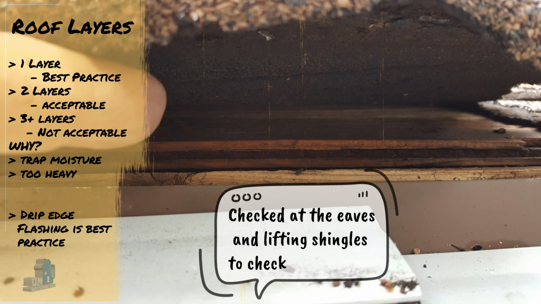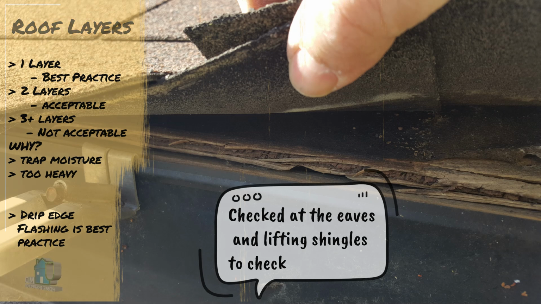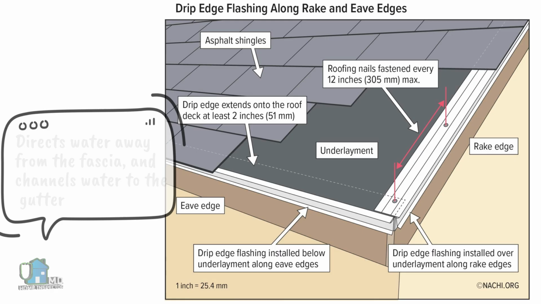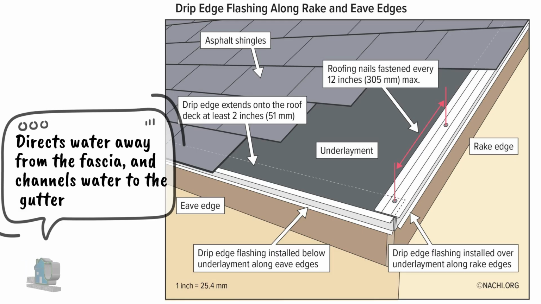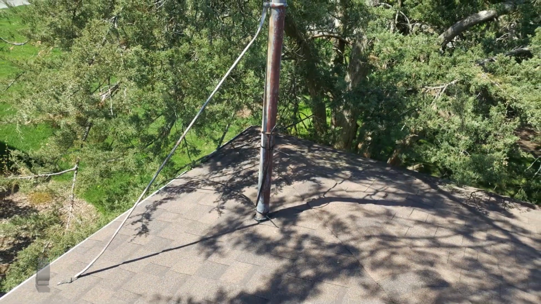A proper roof would also have a starter strip at the eaves. Don't count that as a layer. Also, drip edge flashing is best practice here, and it should be on all new installs, but older roofs may not have it. We also look for large trees close to the roof.